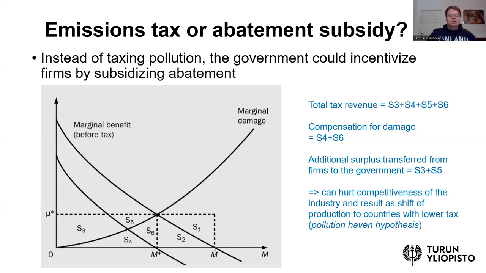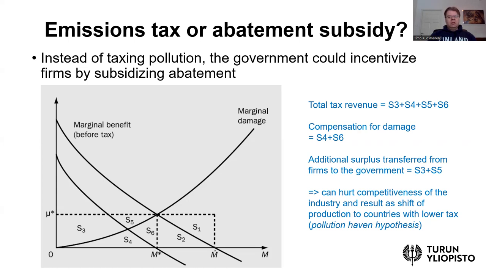Okay. But then there is also this additional surplus transferred from the firms to the government. And this is equal to the area of S3 and S5. So this is the area above this marginal damage curve and this broken line. Therefore, in some sense, the firms that are subject to the emissions tax have to pay more than what is needed to compensate for this damage. So in that sense, the government is collecting additional tax income from the firms.